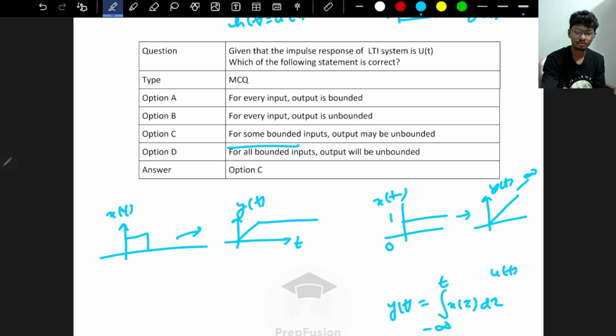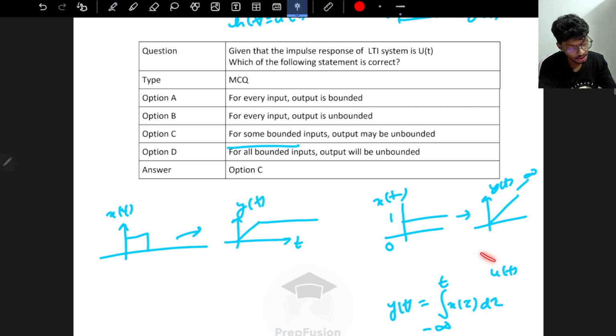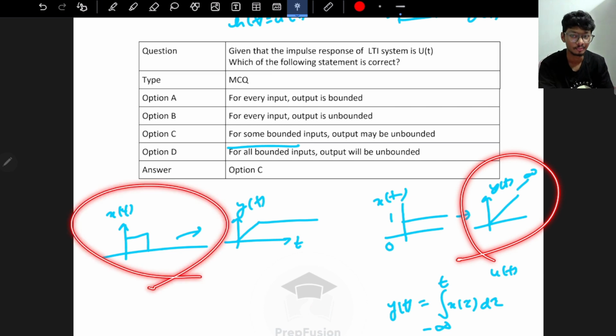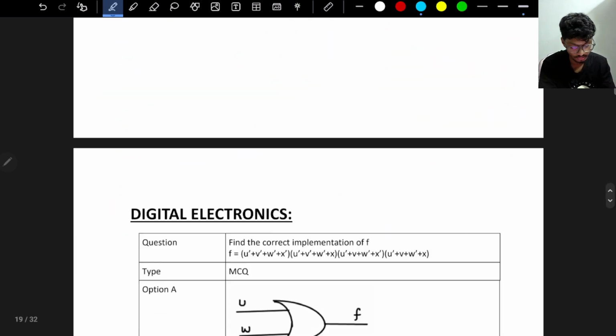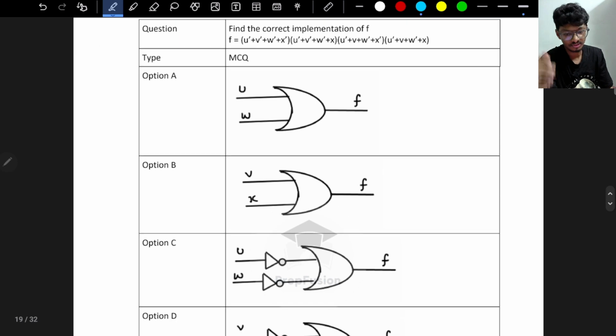Is this bounded output? Yes. Was my input bounded? Yes. So for some bounded inputs I am getting unbounded output, and for some bounded inputs I'm getting bounded output. So for some bounded inputs, output may be unbounded. So option C will be correct for this question. Straightforward.